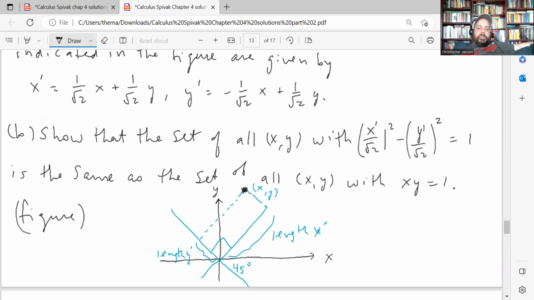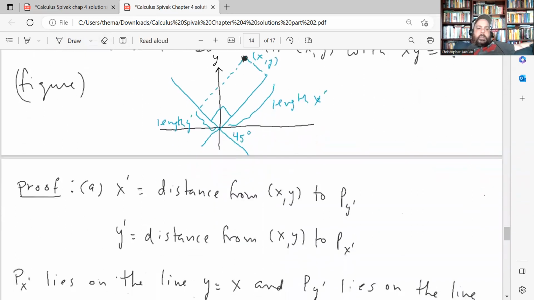He's giving us a hint also that this distance here is the length of x prime, the coordinate for the point in terms of the new axes. And the length here is the length of the coordinate y prime for the point (x, y) in terms of the new axes. Right, so we can do that actually using the formula from question 22. Let's do that, and then we'll take a look at part B afterward.